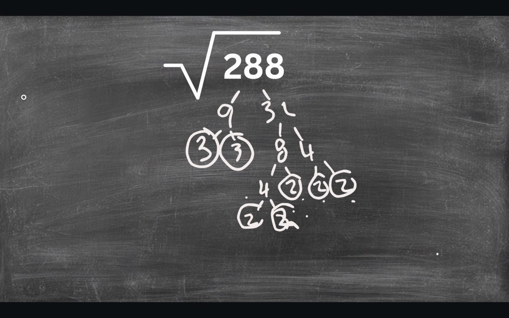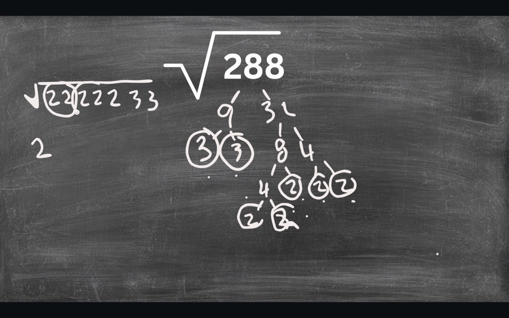So let's write all this under the square root sign. So we have 5 2s, so 1, 2, 3, 4, 5, and then 2 3s, 1, 2. Since it's a square root, we can pull out pairs. So we have a pair of 2s, and then we have another pair of 2s. And then we have 1 pair of 3s. So we can pull out pairs since it's a square root.